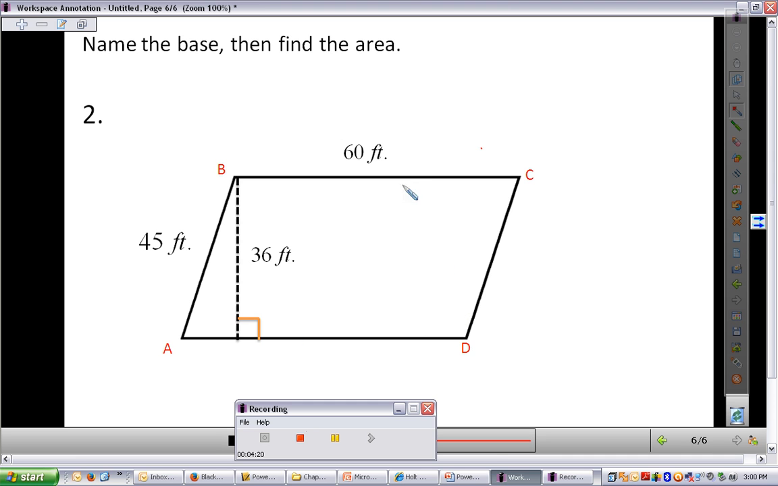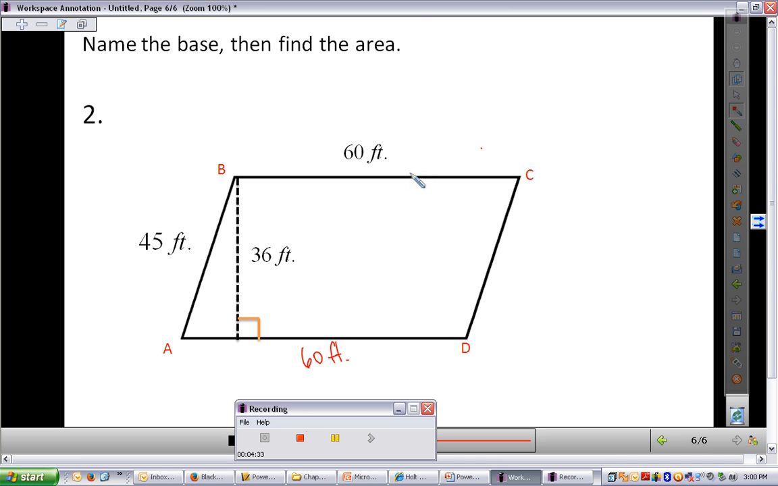Although it's not labeled, I can tell that AD is going to be 60 feet. One of the properties of a parallelogram, something that proves a parallelogram, is it has opposite sides that are congruent. So if the top BC is 60 feet, then the bottom AD has to be 60 feet as well. And once again, opposite sides of a parallelogram are congruent. So now that I know this is my base, I can figure out what the area of this parallelogram needs to be.